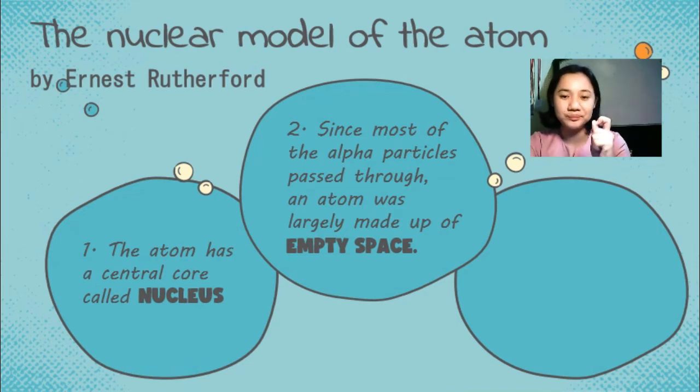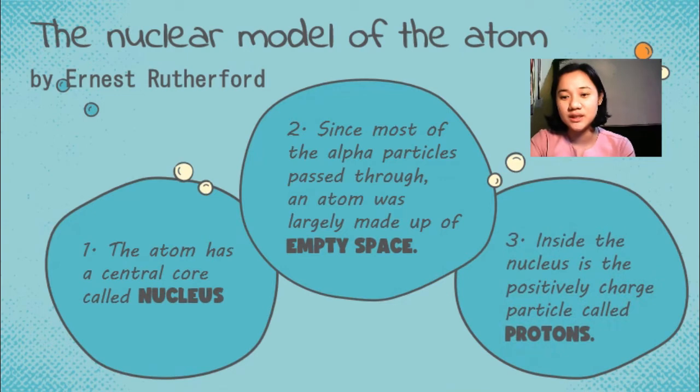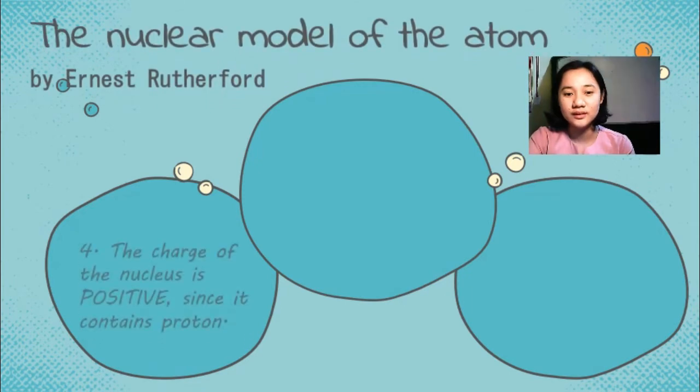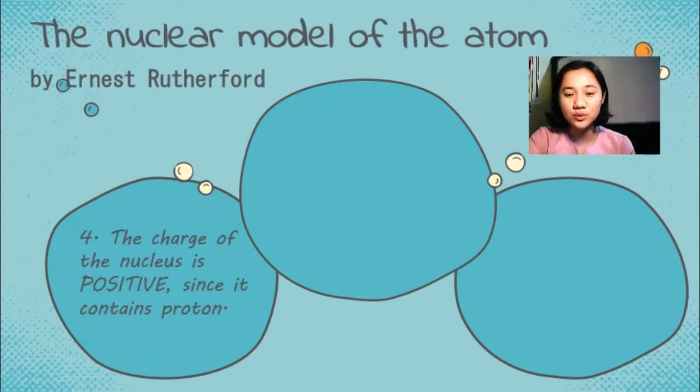because the proton, which is positively charged, is at the very center. Third, inside the nucleus are the positively charged particles called protons. So that is their residence. Again, the proton is in the center, inside the nucleus. Fourth, the charge of the nucleus is positive since it contains protons. So, of course, because the protons are in the nucleus, the charge of the nucleus is positive.